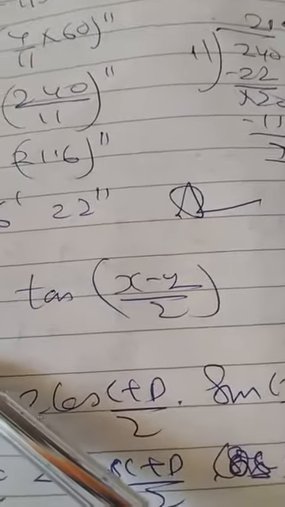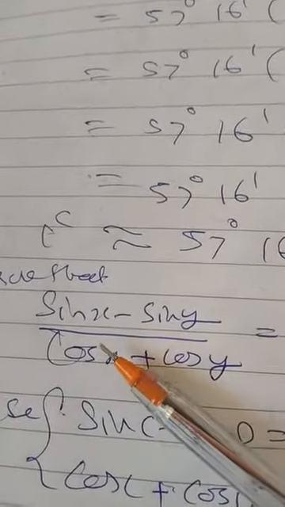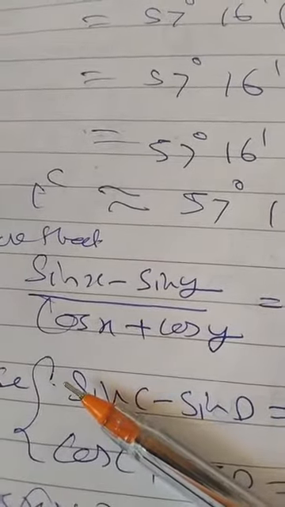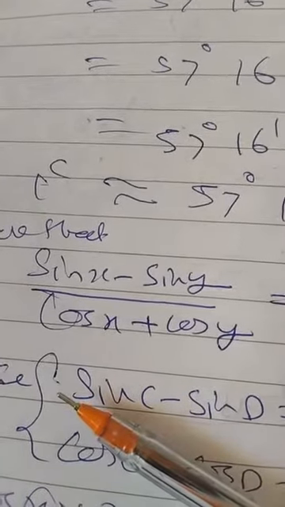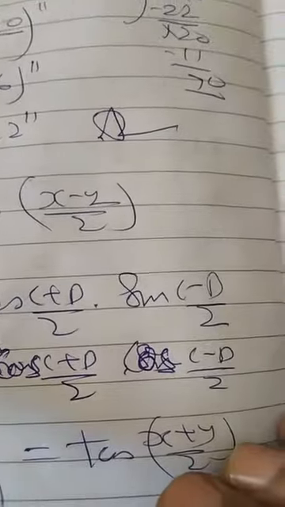Next question is that prove that (sin x minus sin y) upon (cos x plus cos y) equals tan of (x minus y) by 2. In that kind of question, we are applying the formula sin C minus sin D, and the denominator having cos C plus cos D. We know that sin C minus sin D equals 2 cos (C plus D) by 2 into sin (C minus D) by 2.